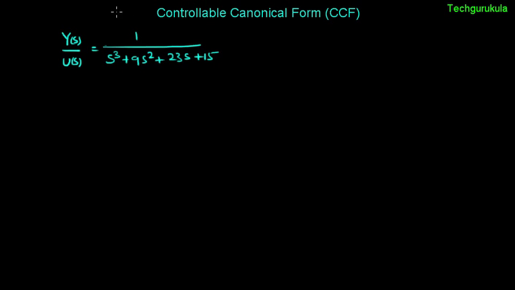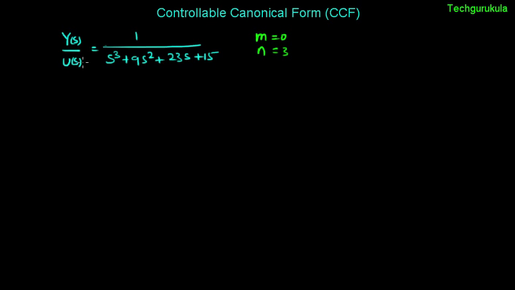In this video, we'll try to represent a system in controllable canonical form whose transfer function is given by this expression, where the numerator polynomial order m is 0 and the denominator polynomial order is 3. Which means there is no numerator polynomial as such, only a constant.